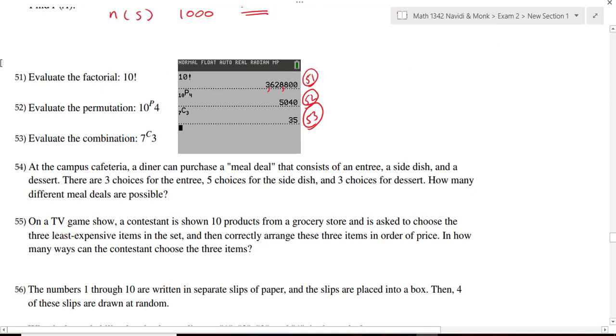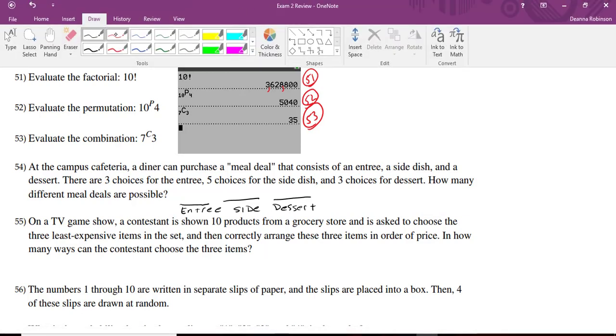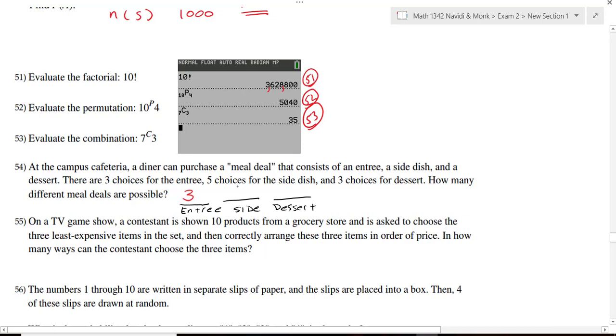Number 54. At a campus cafeteria, a diner can purchase a meal deal that consists of an entree, a side dish, and a dessert. There are 3 choices for the entree, 5 choices for the side dish, and 3 choices for the dessert. How many different meal deals are possible? Use your multiplication principle of counting. So I just draw a blank for all the things that I have. I could have an entree, a side, and a dessert. And then you fill in your choices. How many choices do you have for the entree, and for the side, and for the dessert? There's a total of 45 different meal combinations possible.